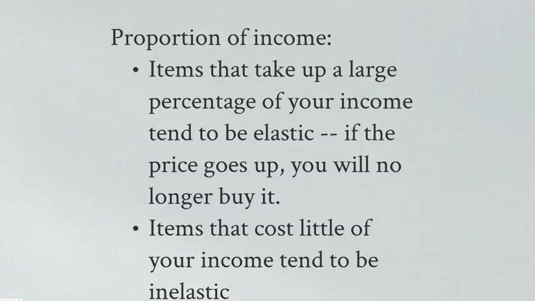The second factor we think about is the proportion of your income spent on this item. Items that take up a large percentage of your income tend to be elastic. If the price goes up, you'll no longer buy it. But items that cost little of your income tend to be inelastic. Something that takes up a large percentage of your income would be, say, a sports car. If the price of those went way up, you probably would choose not to buy it. Versus something that's little of your income would be, for example, table salt. Even if the price of that went up, you spend so little money on it anyway that you would probably choose to continue buying it.